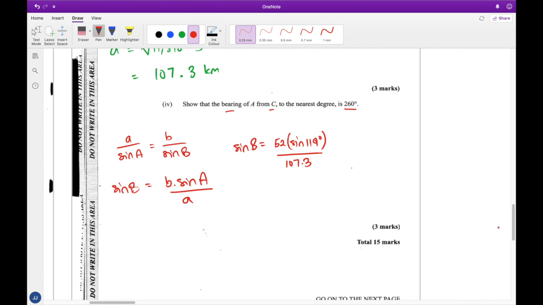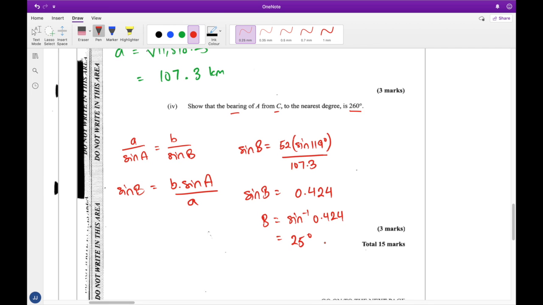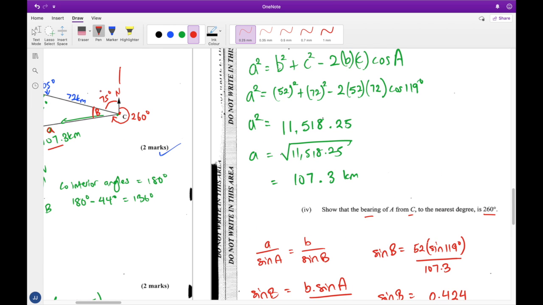So now let's check it out in our calculators. This works out to be approximately 0.424. And therefore, B will be the sine inverse of this, approximately 25 degrees to the nearest degree. So if we have this that we've shown to be 75 degrees, and then this that we've shown to be 25 degrees, then this angle here will be 75 plus 25, which will be 100 degrees. Since this angle here is 100 degrees, and the angles around this point total 360, this bearing will be 260.